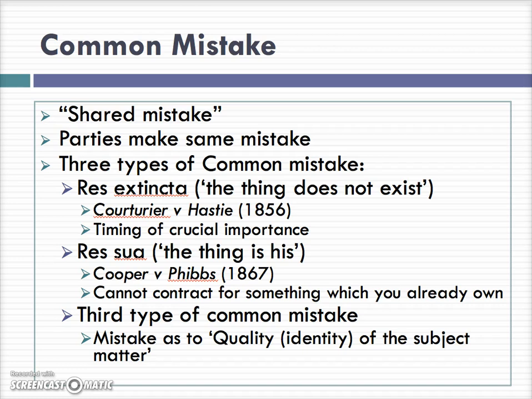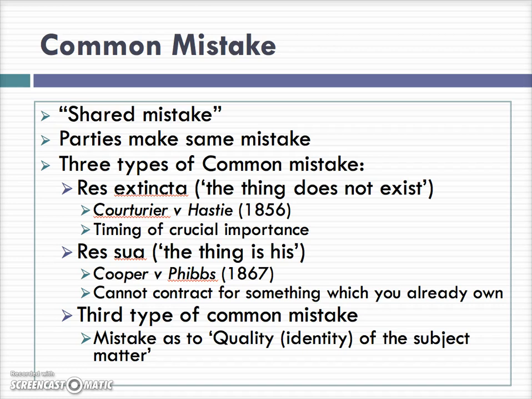Now, within the category of common mistake, there are 3 types of common mistake that we can distinguish. 2 of them are fairly simple, fairly straightforward, and I've only selected 1 case each to demonstrate those because they are very, very easy to understand. And the 3rd category is a bit more difficult, and we will look at a number of cases, including Leaf and International Galleries, which we'll come back to in a few moments. But let's deal with the easy ones first.